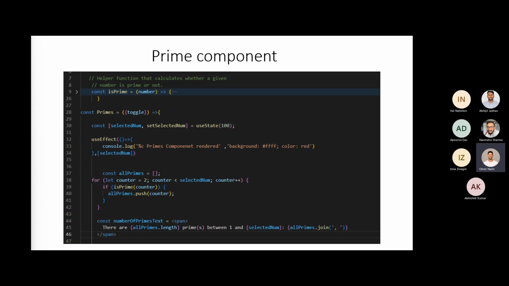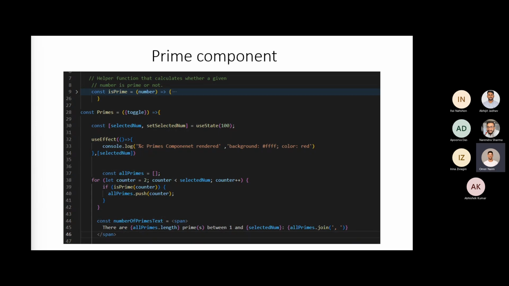So I want to add more logic to this application. I now want to calculate the prime numbers between two numbers, basically up to the given number that the user chooses. That's a component that has heavy calculation. Calculating prime numbers is not like 2 plus 2. It takes time. So let's look at the code.